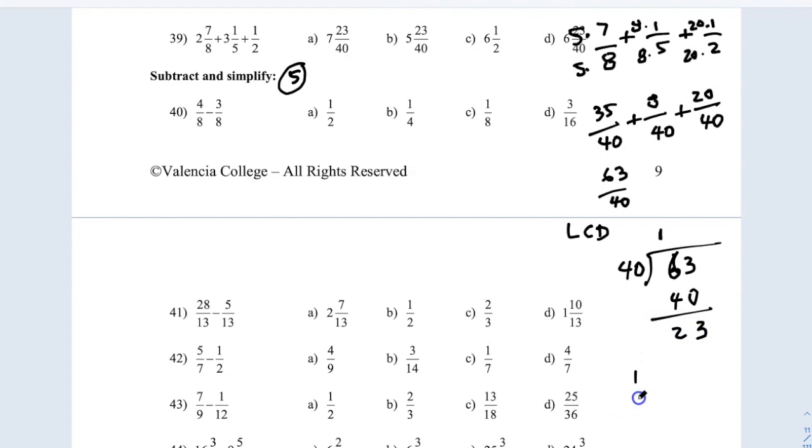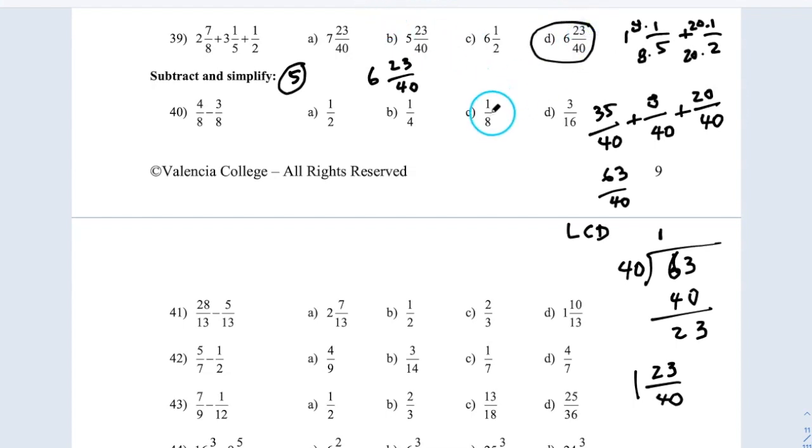So I have 1 whole unit, 23 over 40. But I already have 5 units, so 5 plus 1 is 6 units and 23 over 40. If you notice, the problems are going to get bigger right now. 6 and 23 over 40 is my last answer.